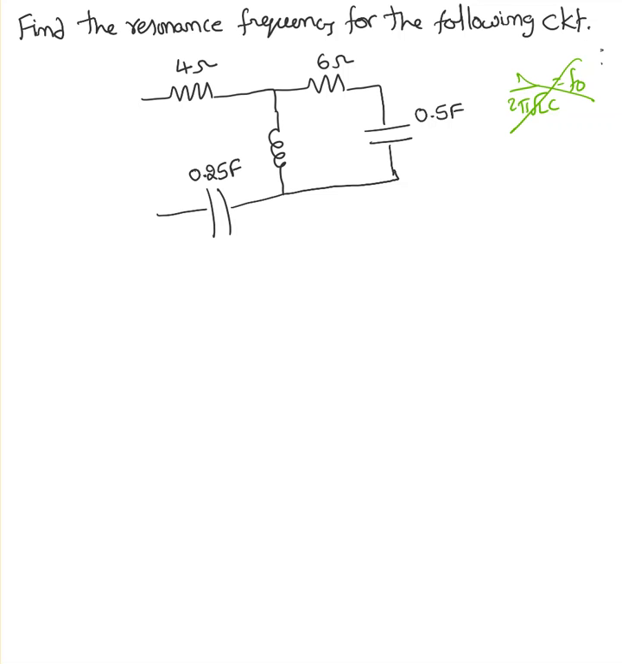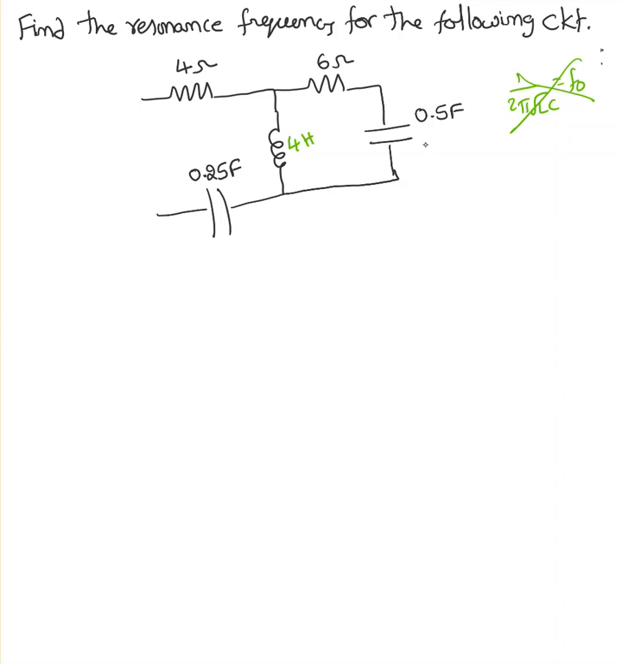Another important point: never ever transform the circuit by using the source transformation theorem. Keep it as it is, because when you transform the circuit, the characteristics of the circuit are going to change. So do not use the source transformation theorem. Now I forgot to write down here, this is 4 Henry. Now convert the given circuit into the frequency domain.